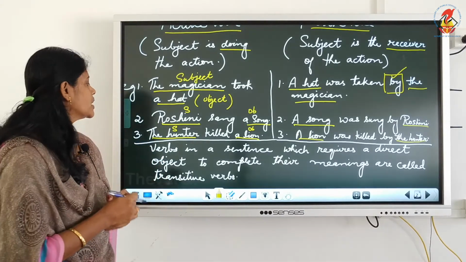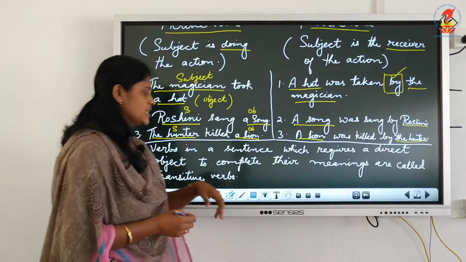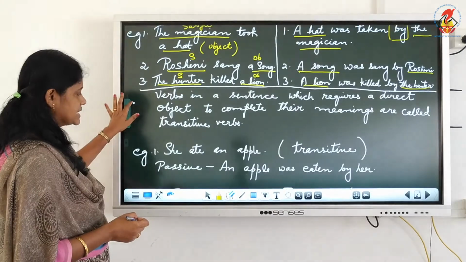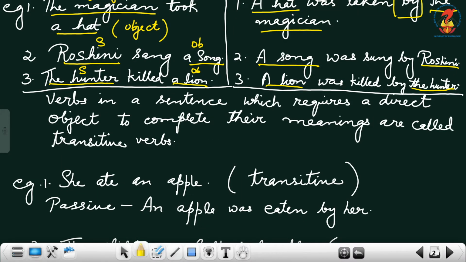Is it clear children? So now what do you mean by transitive and intransitive verbs? Let's see that. Verbs in a sentence which require a direct object to complete their meaning are called transitive verbs. Transitive verbs have a direct object. For example, she ate an apple. So here an apple is a direct object.